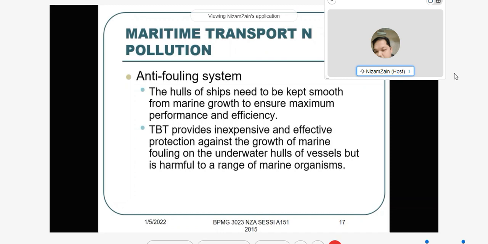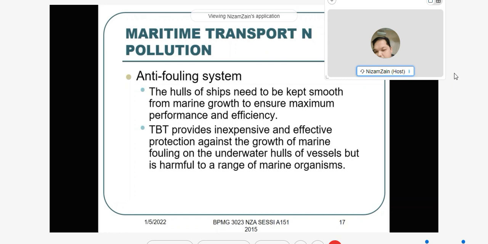The hull of the ship needs to be kept smooth of marine growth, like coral reef that gets stuck on the body of the ship, to ensure maximum performance and efficiency. With that kind of growth stuck to the body or hull of the ship, it will affect the performance of the ship, like I told just now.